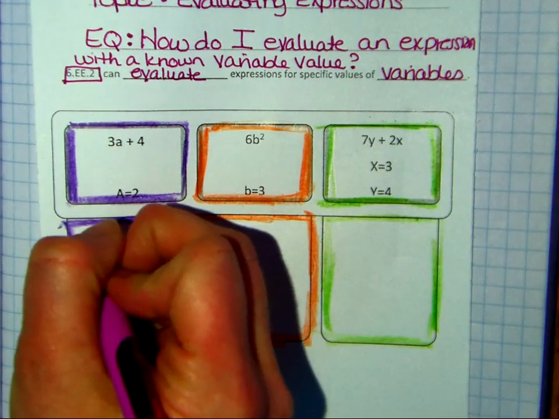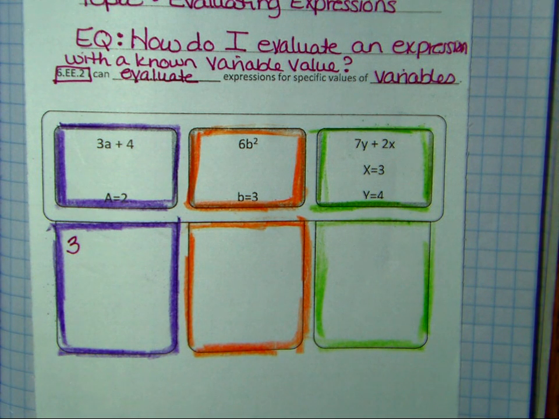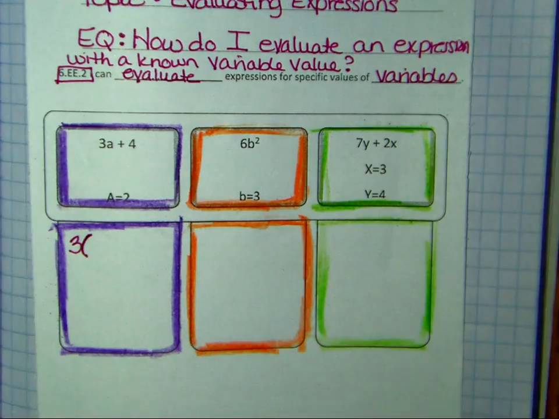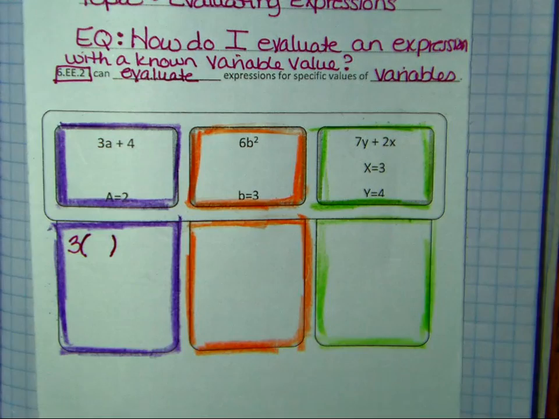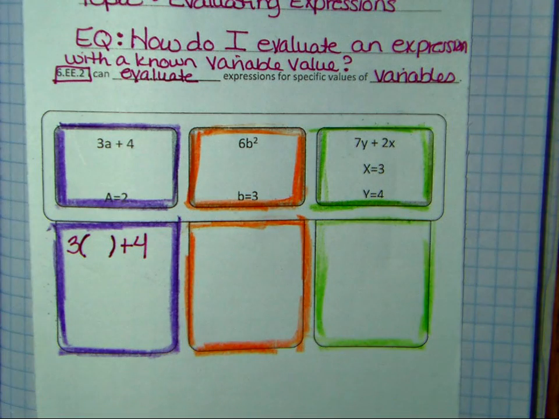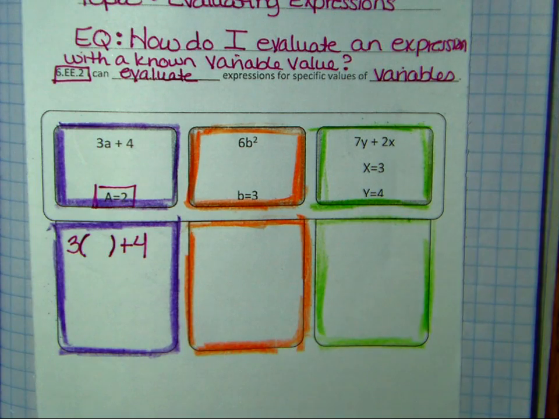So to do that, I'm going to rewrite my expression. Now remember, anytime you have a number next to a variable, that means that you're multiplying it. So I can actually put parentheses, because that'll tell me that it's multiplying. It's another way of writing it. I'm going to leave those parentheses blank for the time being and write the rest of my expression. Now that I have that written down, I'm going to plug in my variable value. So up above, I have the variable value of 2 equals a.